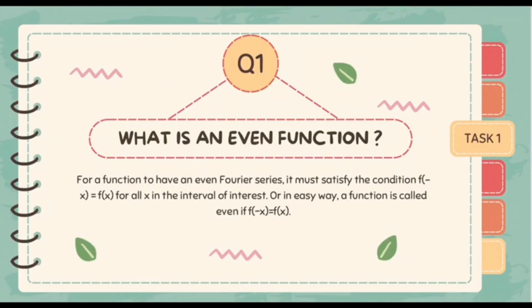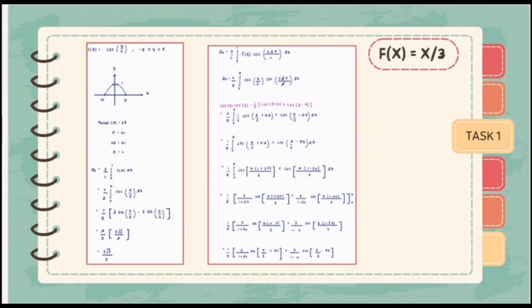What is an even function? For a function to have an even Fourier series, it must satisfy the condition f(-x) equals f(x) for all x in the interval of interest. Or in an easy way, we can say a function is called an even function if f(-x) is equal to f(x). The function I use for the even function is cos(x/3). The limit for this function is x from negative pi to pi. Firstly, you need to sketch the graph, and that's how the graph looks.